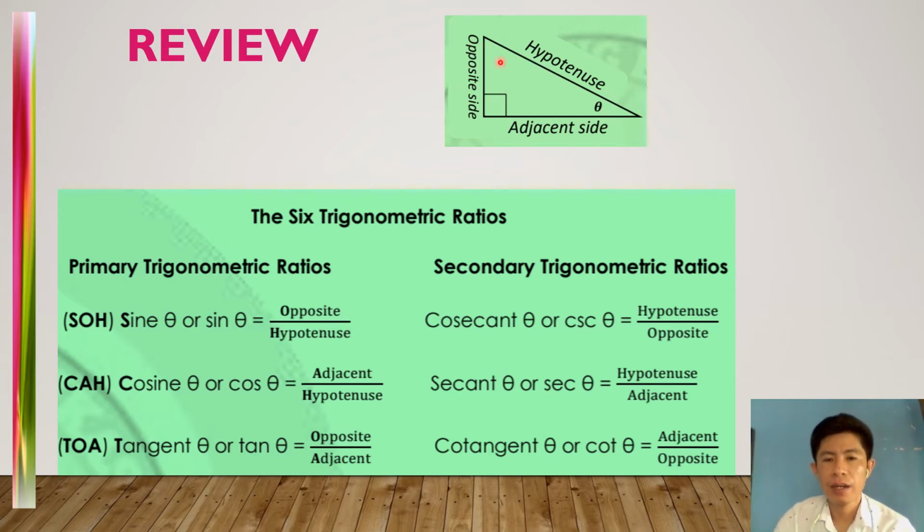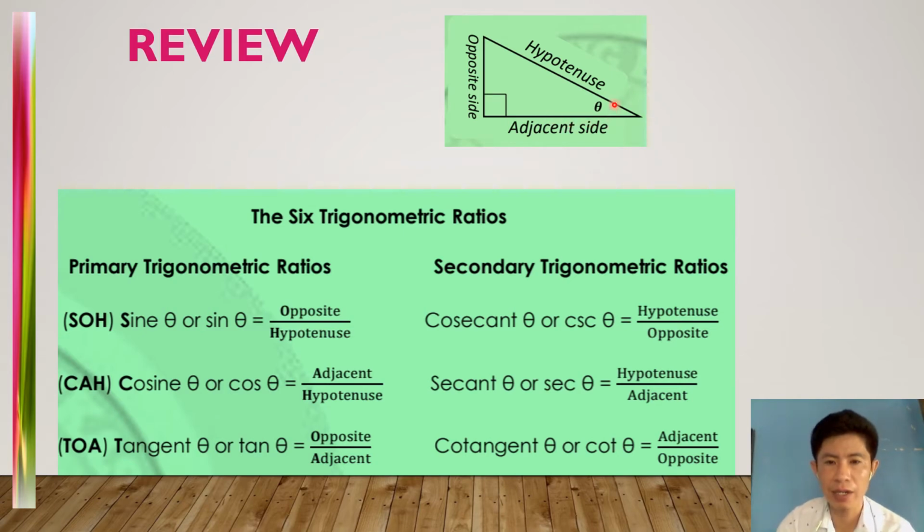But if this acute angle is angle beta, for example, and this angle is the reference angle, then still this will be the hypotenuse, but this time this will be the adjacent side. And this side will be the opposite side if this angle is the reference angle. So we will use the terms hypotenuse, opposite side, and adjacent side to solve for the six trigonometric ratios.